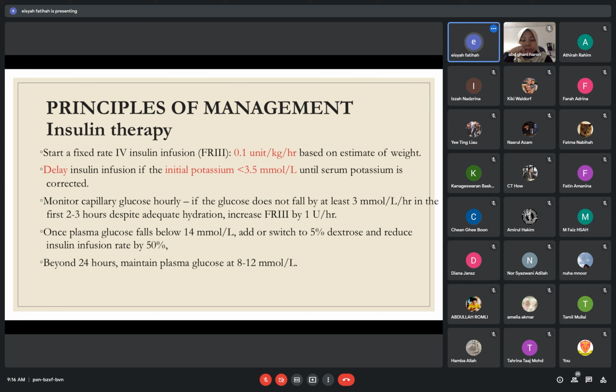If the glucose doesn't fall at least 3 millimoles per liter per hour in the first 2 to 3 hours, despite adequate hydration, we need to increase the fixed IV insulin rate by 1 unit per hour. Once the plasma glucose falls below 14, we need to switch to D5 and reduce the insulin infusion rate by 50%. Within 24 hours, usually we don't let the DXT fall below 14. But after 24 hours, we need to maintain plasma glucose at 8 to 12 millimoles per liter.